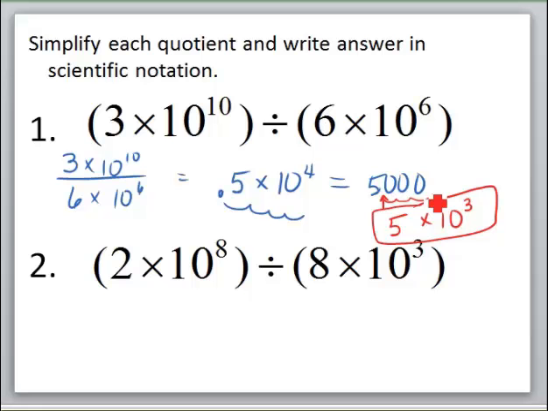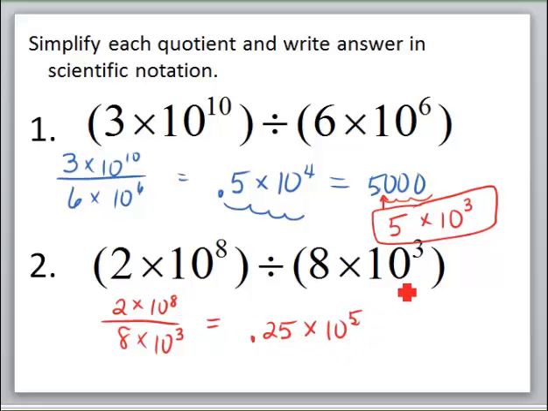On the next and last problem, I've got 2 times 10 to the 8th divided by 8 times 10 to the 3rd. 2 divided by 8 is 0.25 times 10 to the 8 minus 3, which is 5. I'm going to put this into standard notation first. So I'll be moving this decimal over 5 spots. Whoops, wrong way. This is a positive 5, so I'll be making this number bigger. So 5 spots this way. So I end up with 25,000. 1, 2, 3, 4, 5, 25,000.